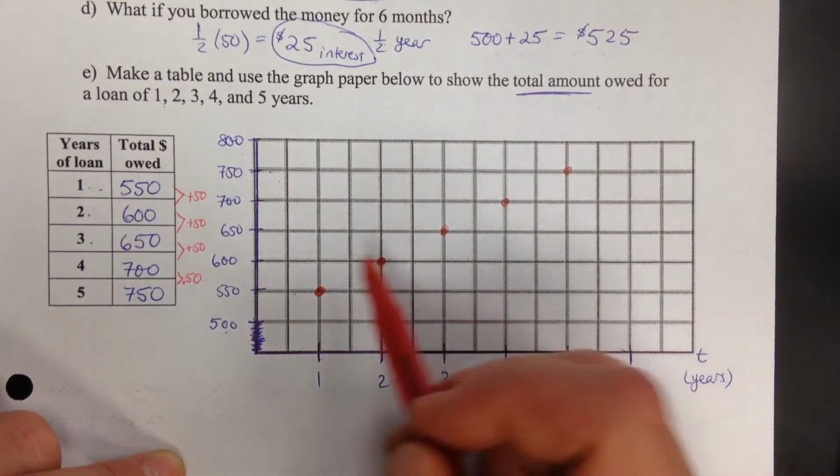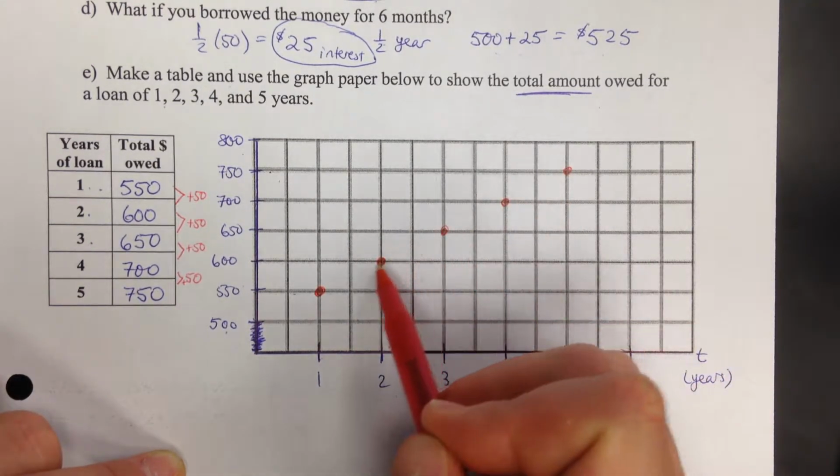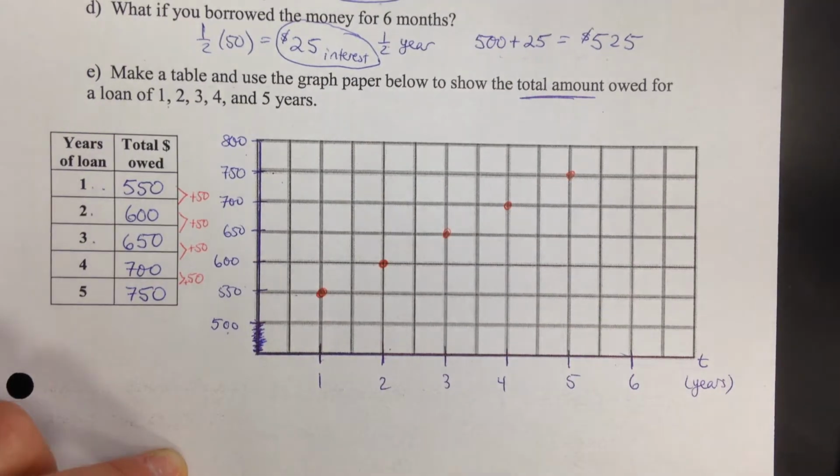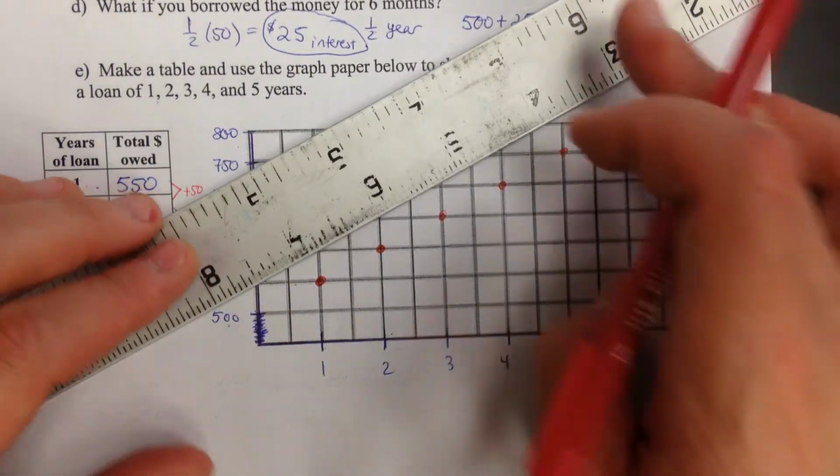Now as you look at that, hopefully you see there's a nice pattern going on here. This actually looks like a straight line. And it is going to be a line. We're going to trace this.